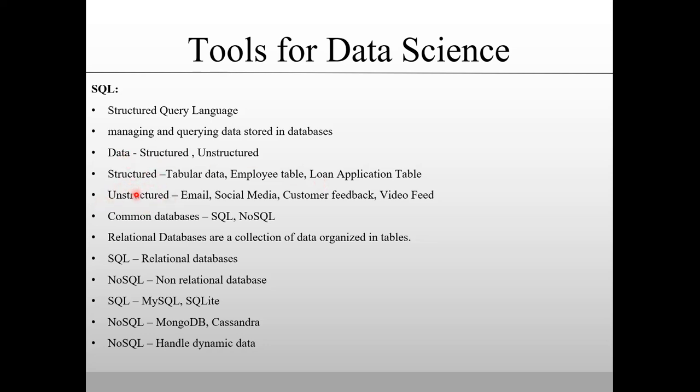We also have unstructured data. A few examples of unstructured data are email, the data available in social media networks, feedback given by customers, video feeds, sensor data, and satellite feeds. All of this comes under unstructured data.